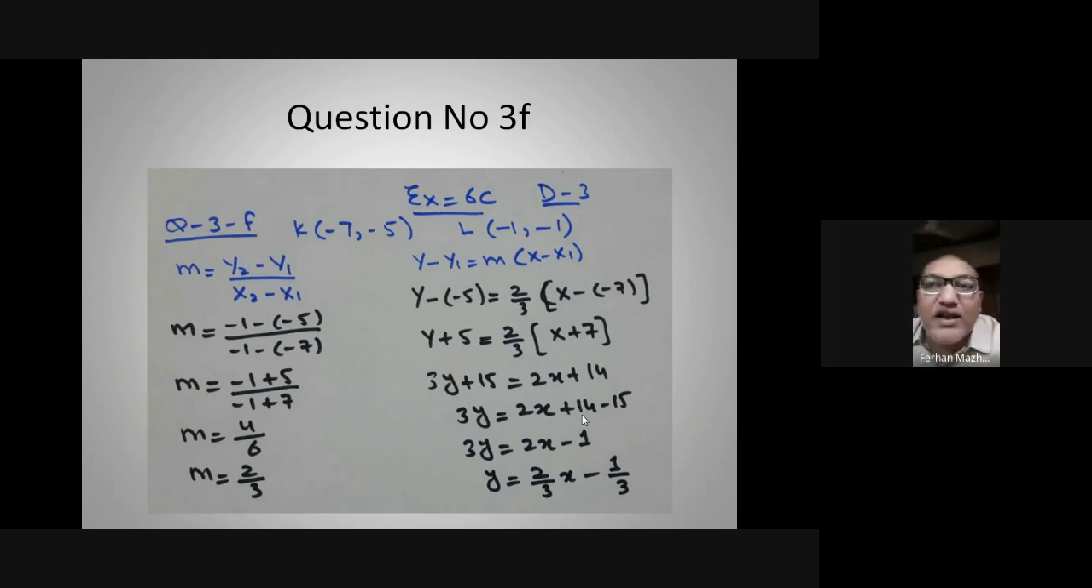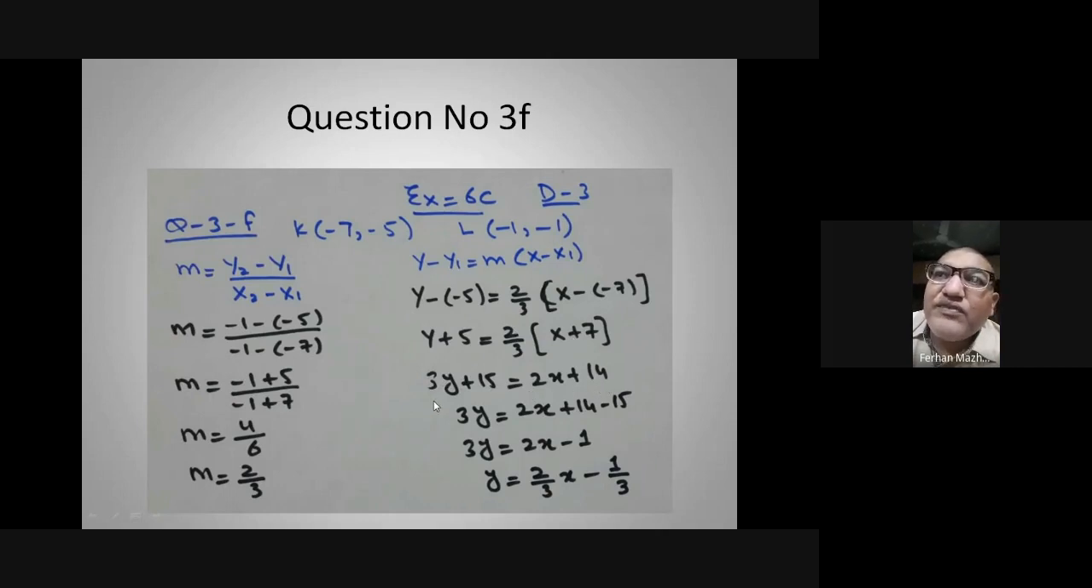Now I will find the equation of the line joining K and L. The formula is very simple: y minus y1 equals m bracket x minus x1. So we will have y minus minus 5 equals 2 by 3 bracket x minus minus 7 bracket close. This 3 is dividing here, take it to the other side, it will multiply. You will have 3y plus 15. This 2 will multiply with the bracket, you will have 2x plus 14.